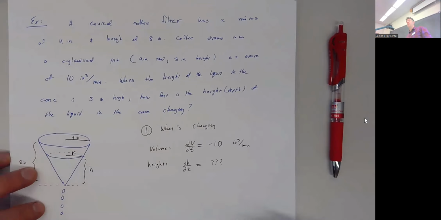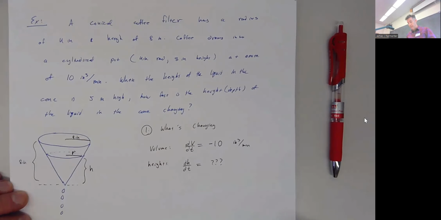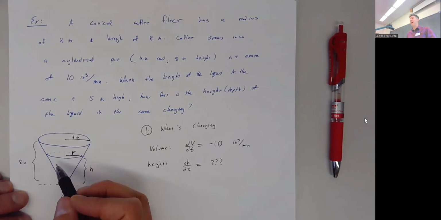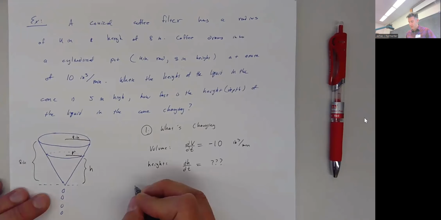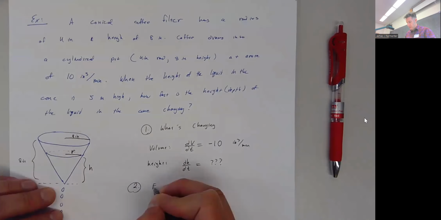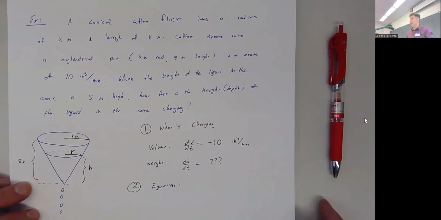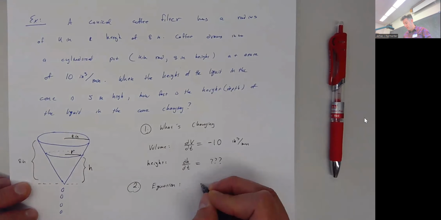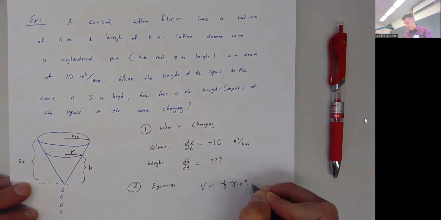I would also mention, although we're not going to write it down, the radius is also changing here. The radius of my cone of liquid is changing, but I don't want to think about that too hard because it's not helpful. Let's find the equation on the next page. So the equation relating, I would really love it if there was an equation relating just the volume and the height, but there isn't. For a cone, the equation is volume is 1/3 pi times the radius squared times the height.